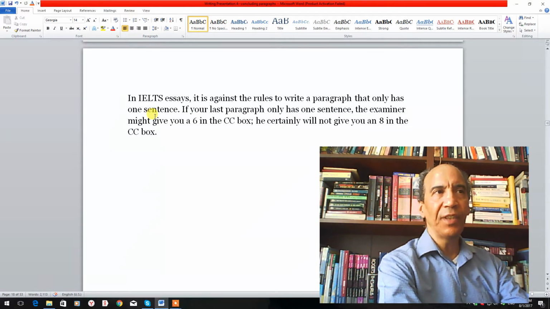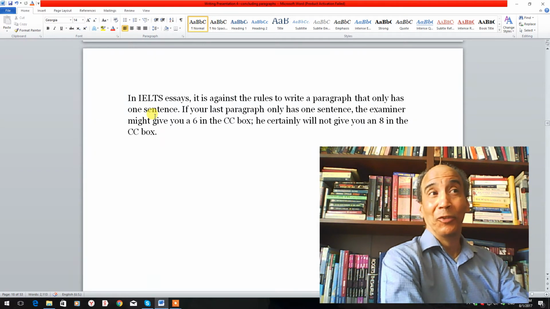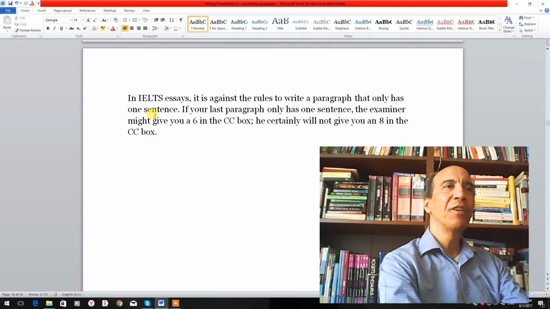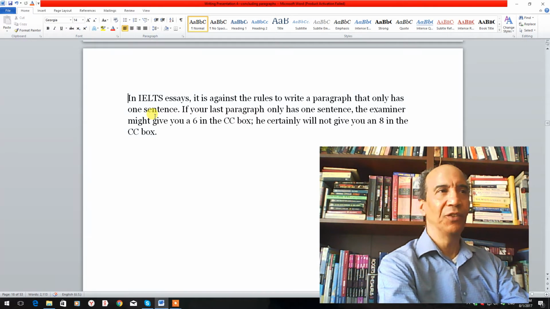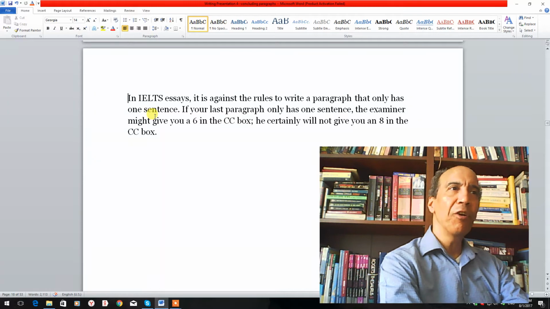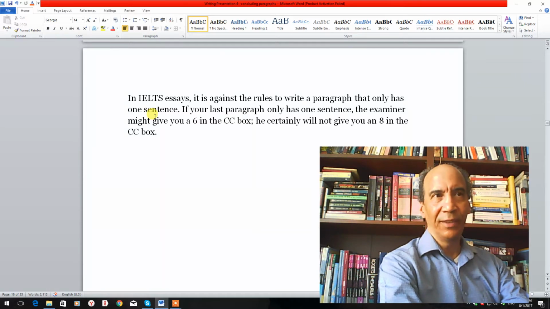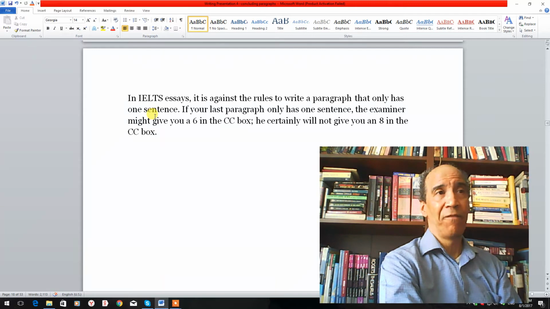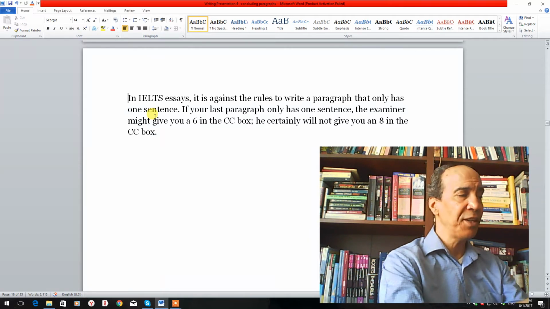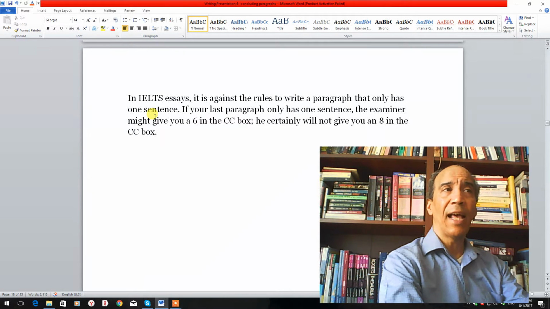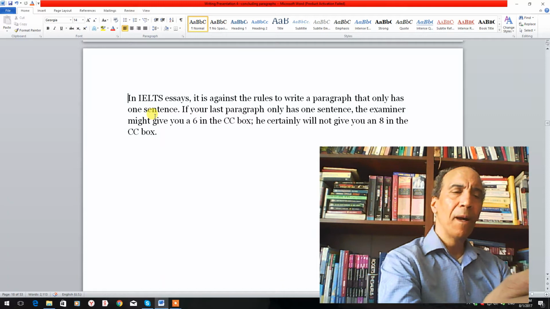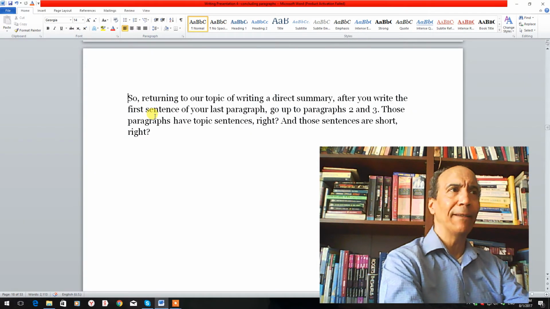In IELTS essays, as far as I'm concerned, it is against the rules to write a paragraph that only has 1 sentence. If your last paragraph only has 1 sentence, the examiner might give you a 6 in the CC box. And trust me, I doubt very seriously if he'll give you an 8 in the CC box if that last paragraph only has 1 sentence. They're looking for a little bit more than just that.